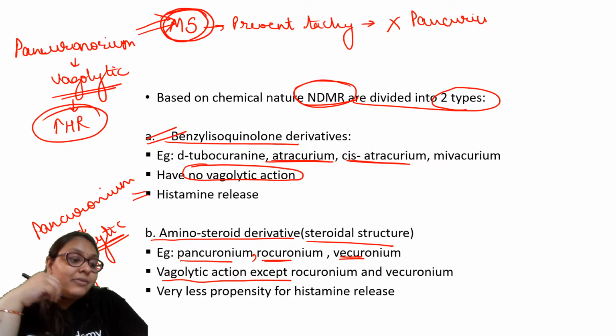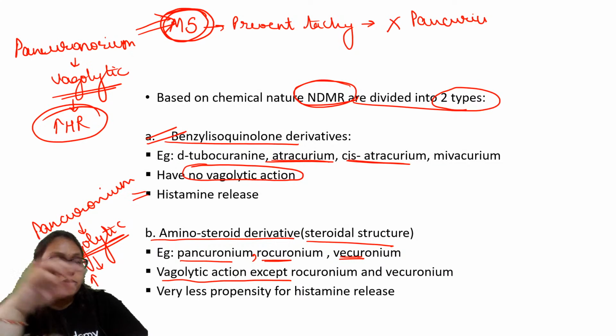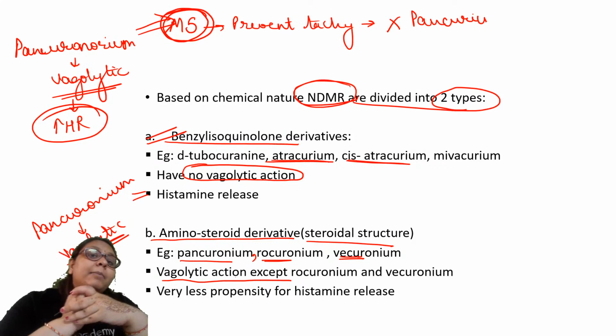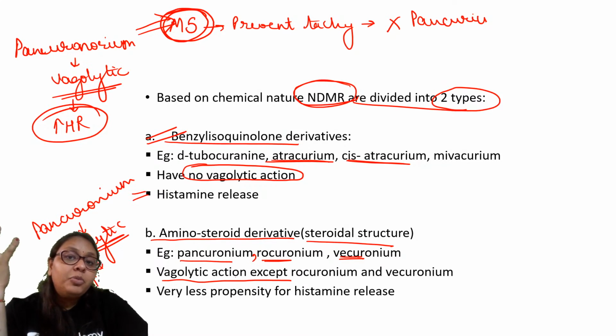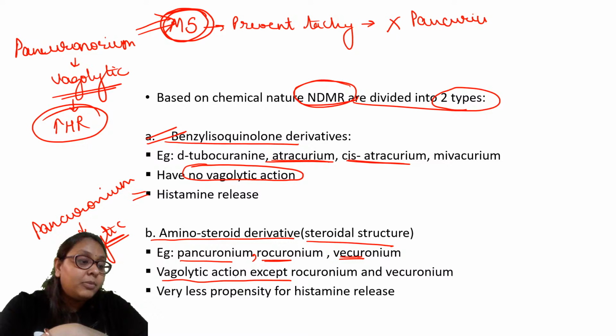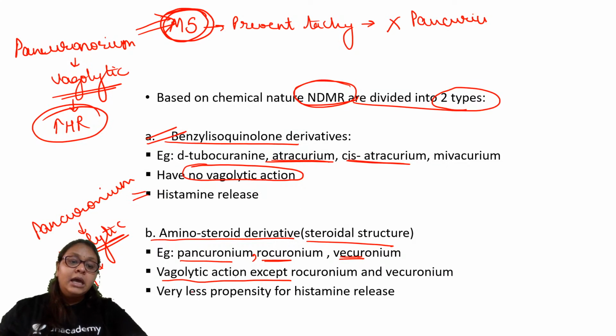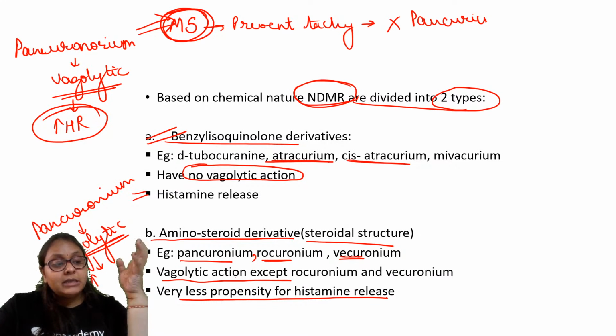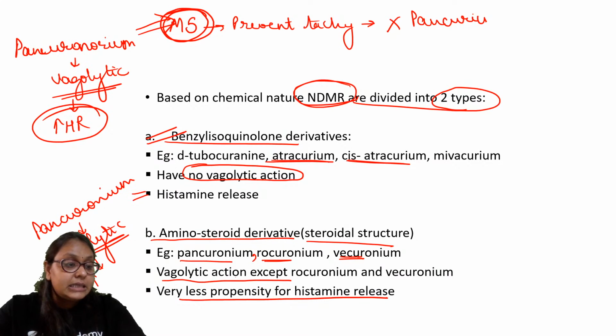Because pancuronium has a vagolytic action, it causes an increase in the heart rate. Mitral stenosis, I have already discussed in detail in anesthesia for special situations. In mitral stenosis cases we want to prevent tachycardia and therefore pancuronium is never used. And these steroidal ones have very little propensity to cause histamine release. Benzyl isoquinolones cause histamine release. So atracurium causes histamine release, but pancuronium, rocuronium, vecuronium do not. Is it clear?